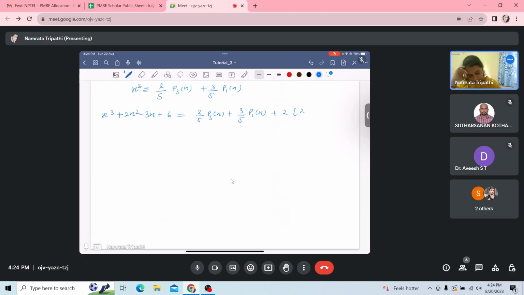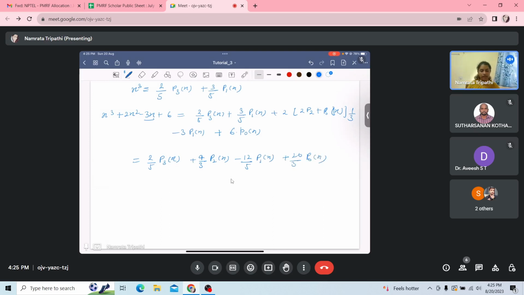2P2 plus 1, and in place of 1 you can write P0 x, 1 upon 3, and also minus 3x, where x is P1 x, and 6 into P0 x. So after simplifying, you will get the result. So this is the answer.